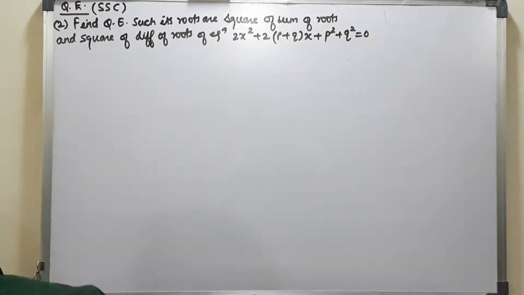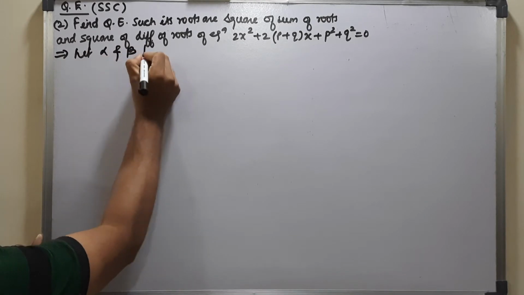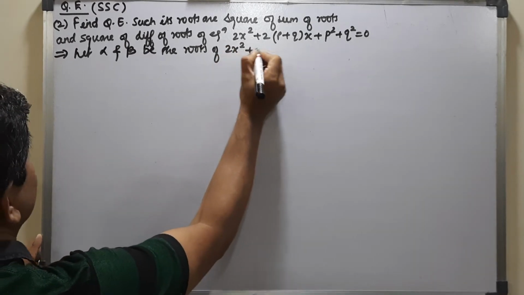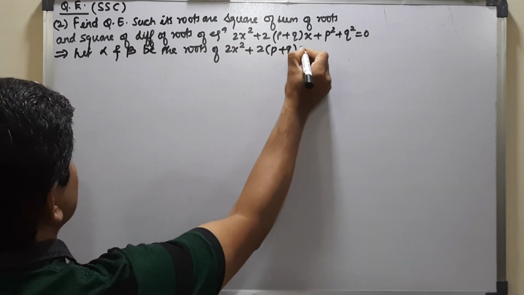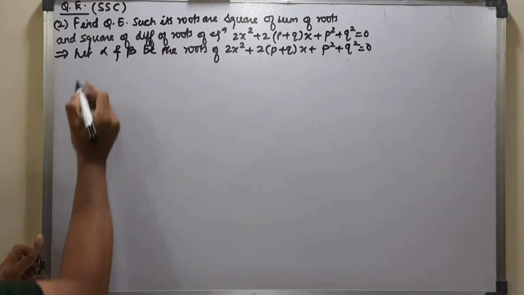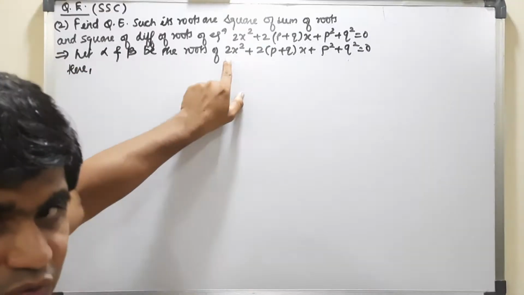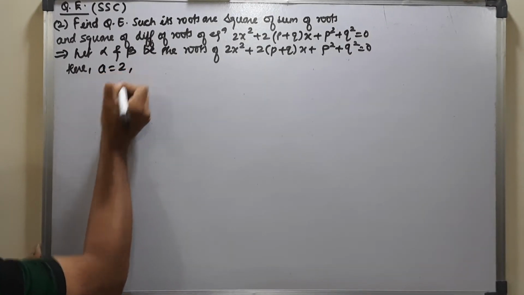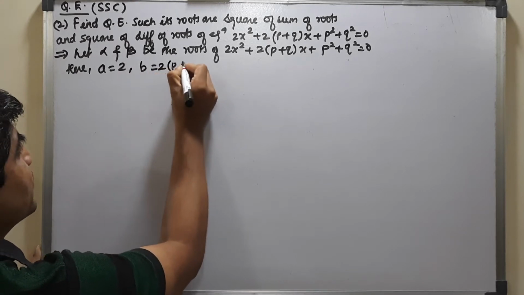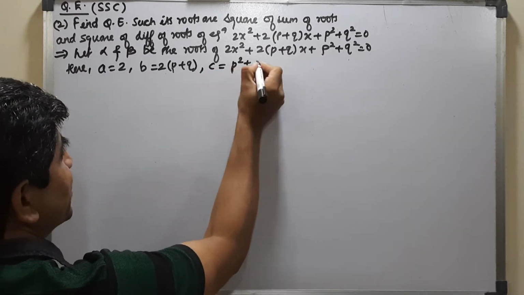So let alpha and beta be the roots of the given equation, the roots of 2x square plus 2 into p plus q x plus p square plus q square. Here I know very clearly by observation that the coefficient of x square is 2, so that is the value of a. The coefficient of x is 2 into p plus q, that is the value of b, and the constant term is p square plus q square, that is c.